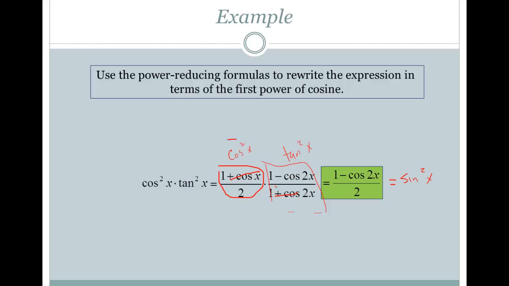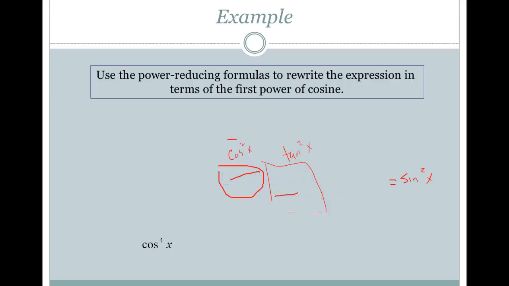And you guys should be aware that I should have gotten that anyway, because cosine squared times tan squared is equal to sine squared. Okay? Let's do one that's a little bit more complicated here.